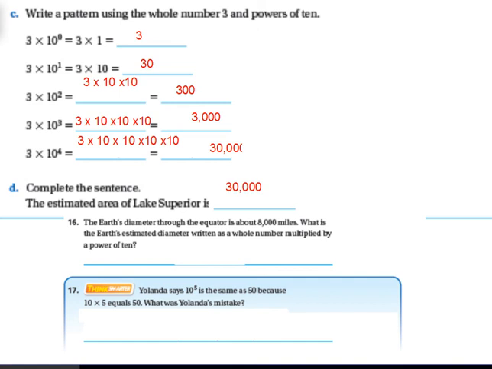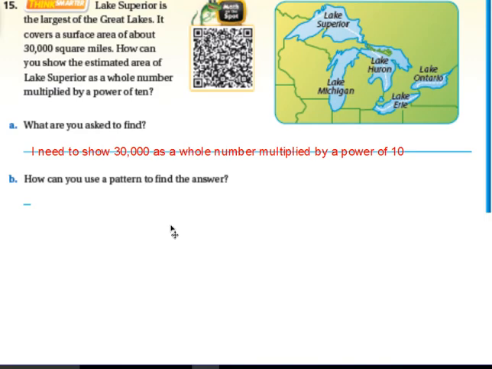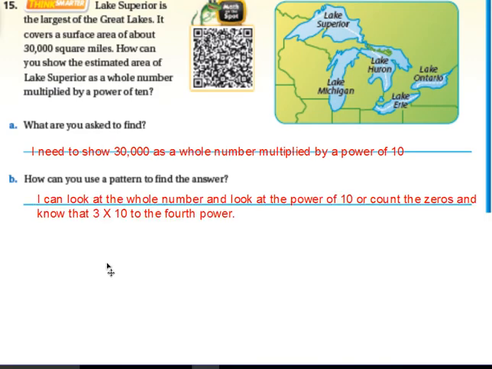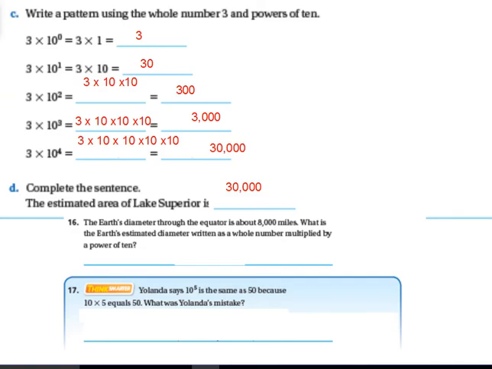Okay, and I came up with 30,000. So what pattern did I want? What do I need to do? I could look at the whole number and look at the power of 10 and count the zeros, and know that 3 times 10 to the 4th power is 30,000.